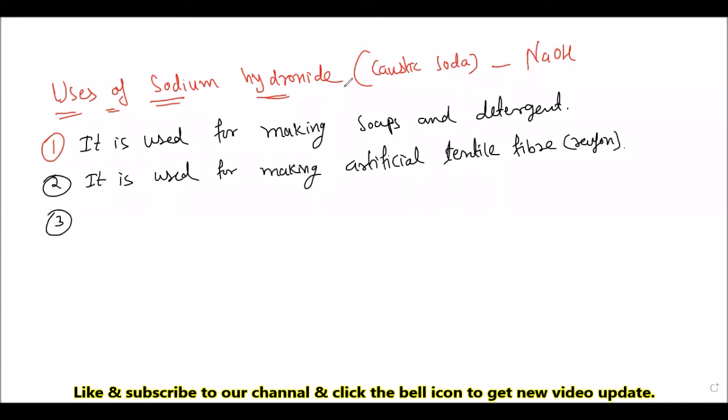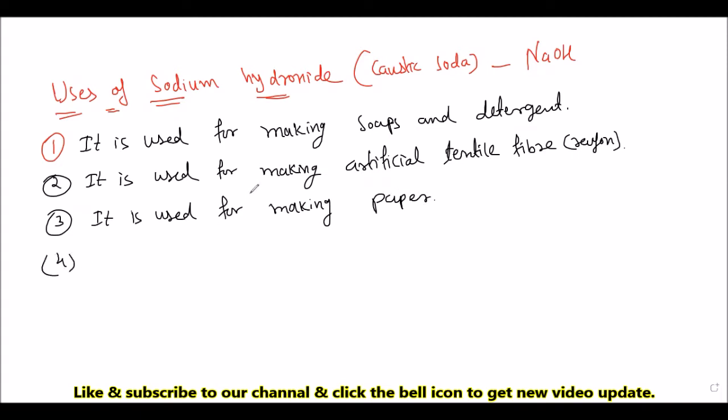Next, it is also used in the paper industry, which means it is used for making paper. This is the third use.